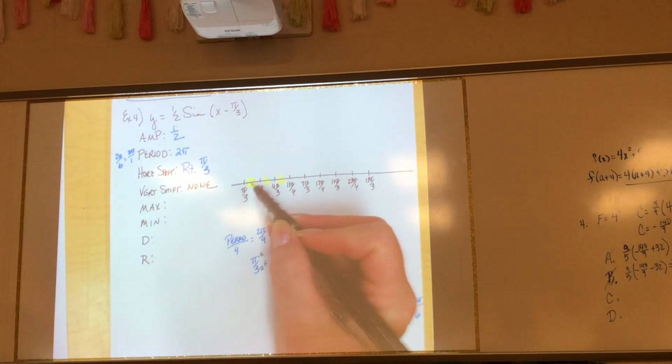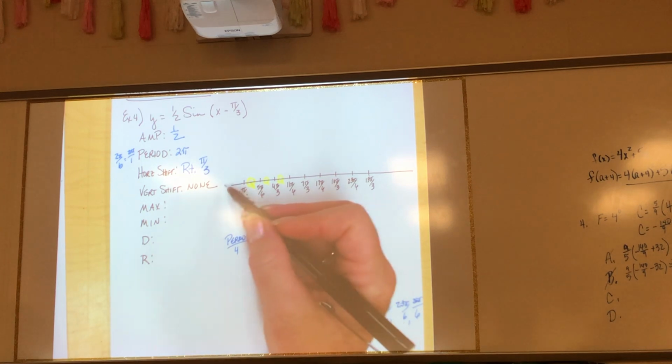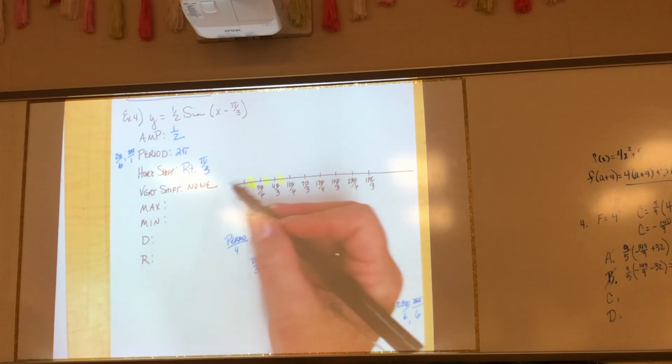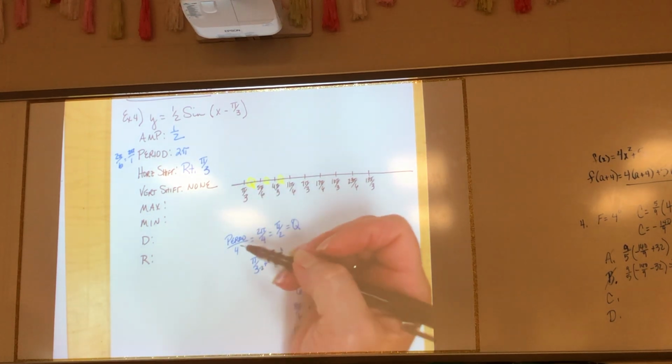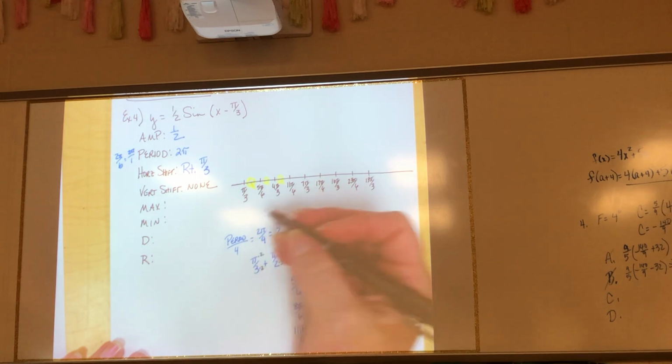Do you agree? This is 1/2, guys. See? Pi over 2 is 1/2. You're 1/3 away from the y-axis. So should there be more space or less space or the same space? More. 1/3 is bigger than, no, smaller. 1/3 is smaller than. There should be less space.